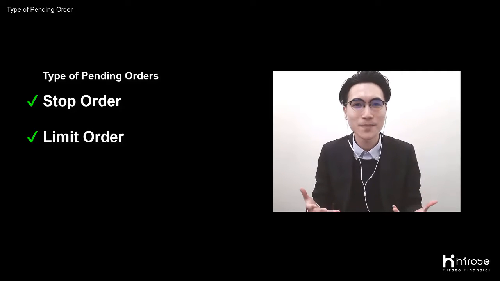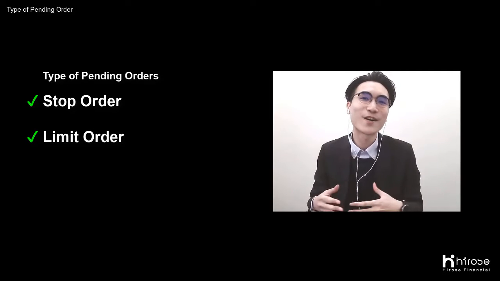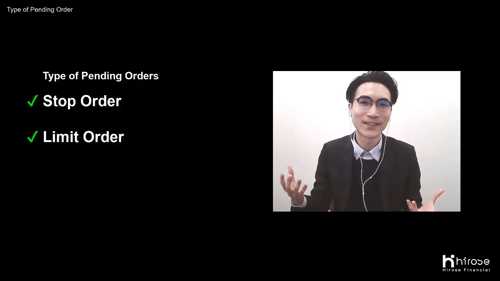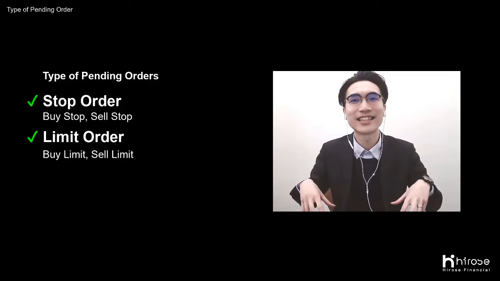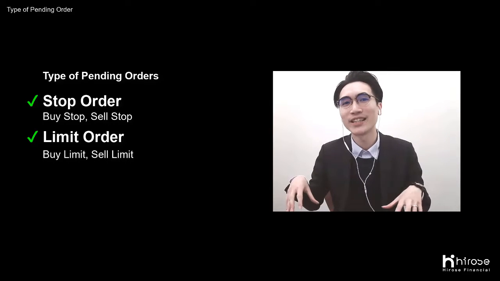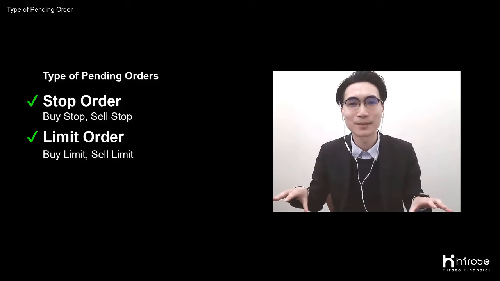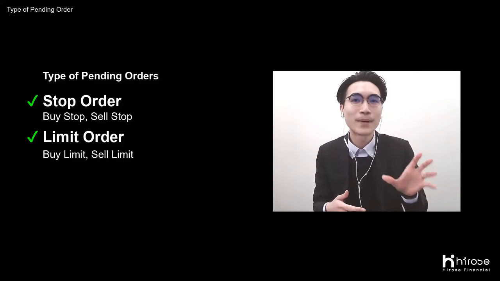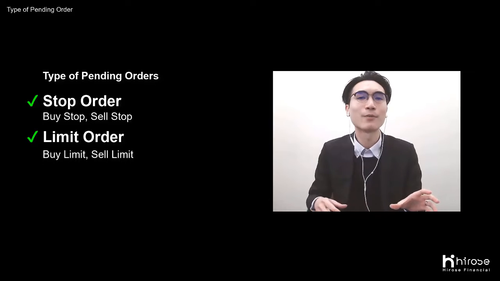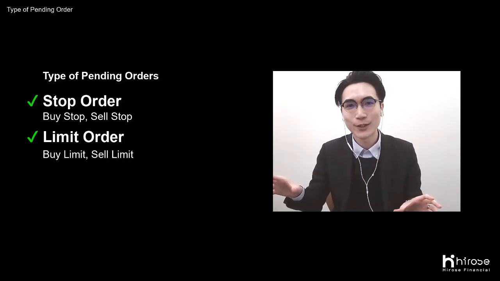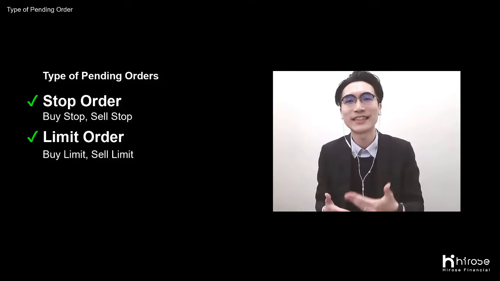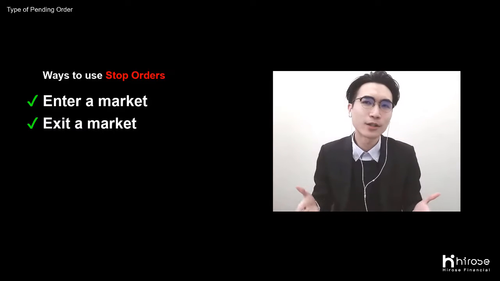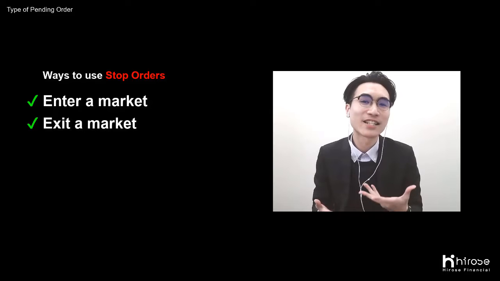There are two types of pending orders, which are the stop orders and the limit orders, and under the stop order and limit order, we do have another sub category. So we have a buy limit and sell limit, and we have a buy stop and sell stop. So for today, we'll take a look at these four types of orders. First we will take a look at stop orders.